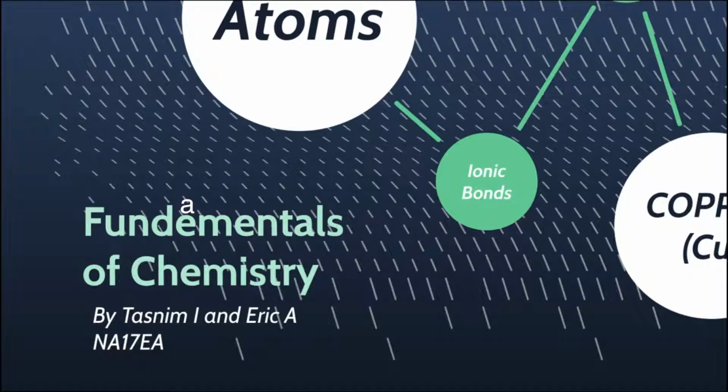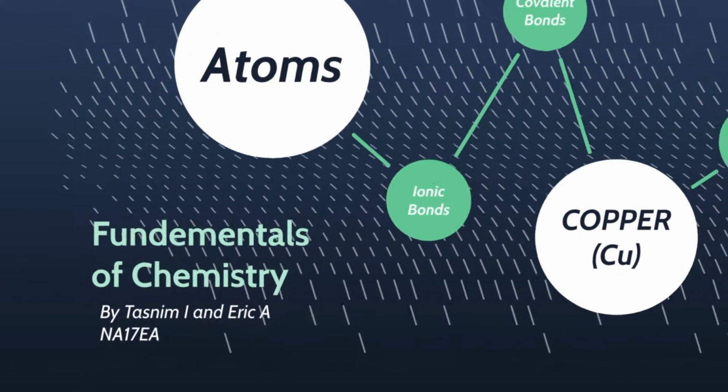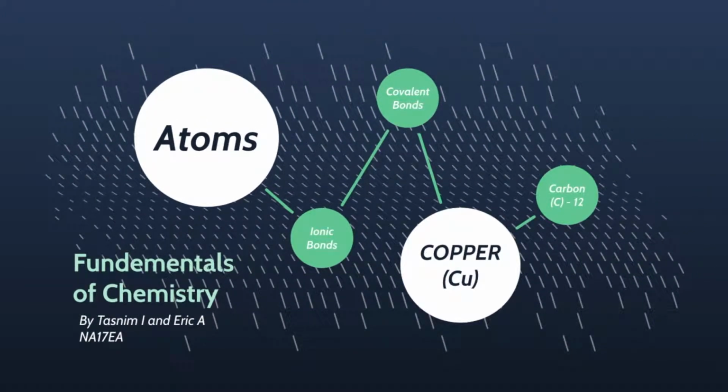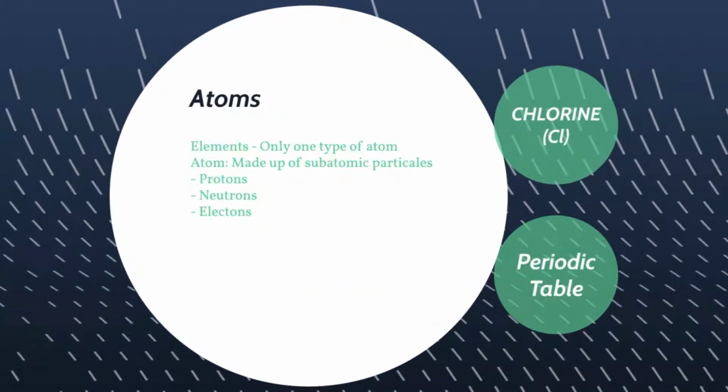Welcome to an introduction of chemistry, where we will explain how everything in chemistry is somehow connected. To make it simpler, we'll follow the course of some elements. Elements are defined as a substance with only one type of atom. Atoms, which are the building blocks of everything, consist of subatomic particles known as protons, which are positively charged, neutrons with no charge, and electrons, which are negatively charged.